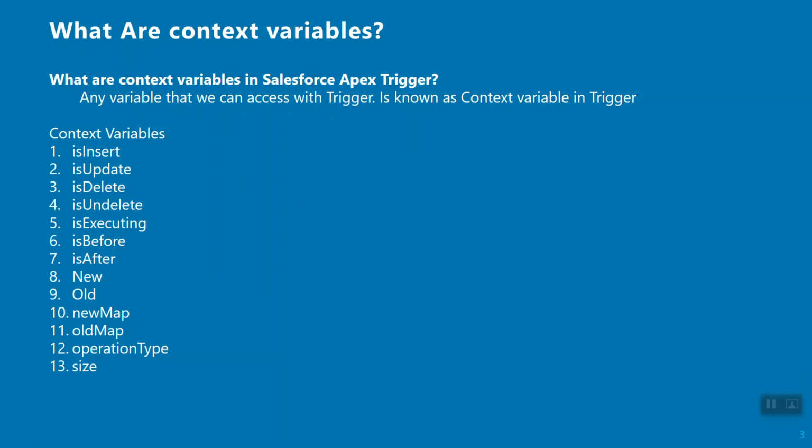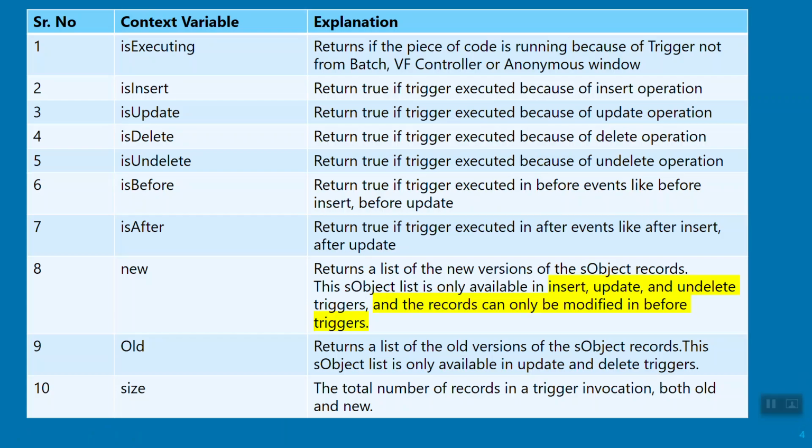Trigger is a class and inside it we have different context variables. There are a total of 13 context variables. As you can see: isInsert, isUpdate, isDelete, isUndelete, isExecuting, isBefore, isAfter, new, old, newMap, oldMap, size, and operationType. So how will these variables help you in a trigger and when can you use them? Let's go ahead and learn each context variable one by one.